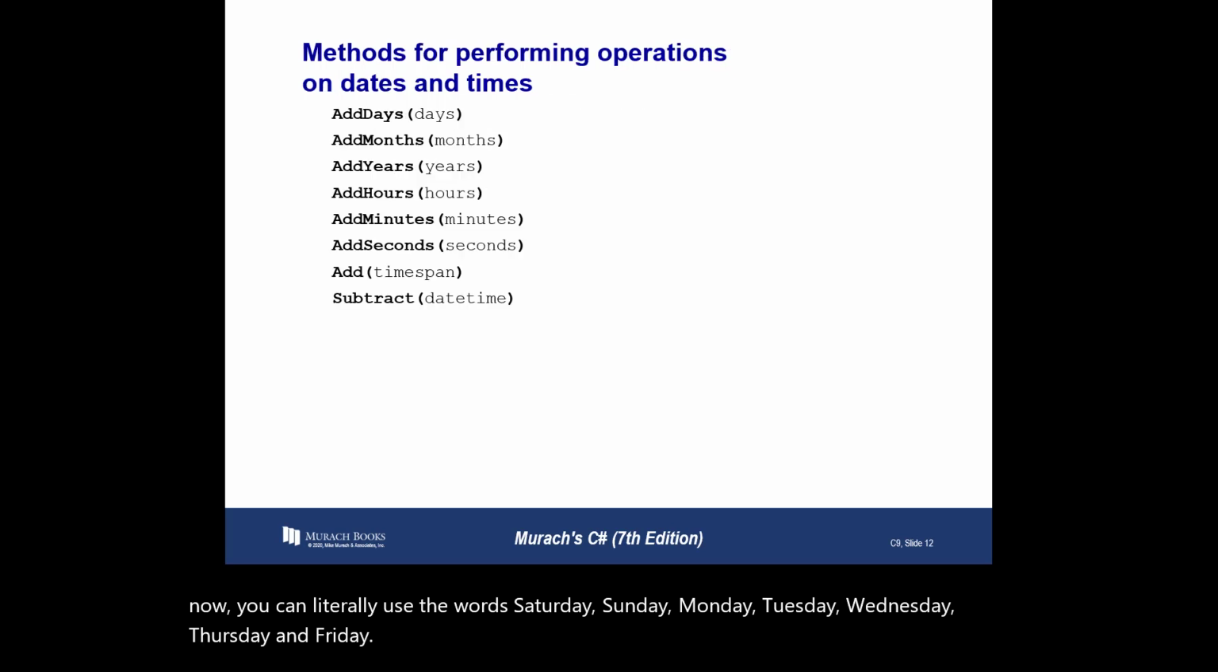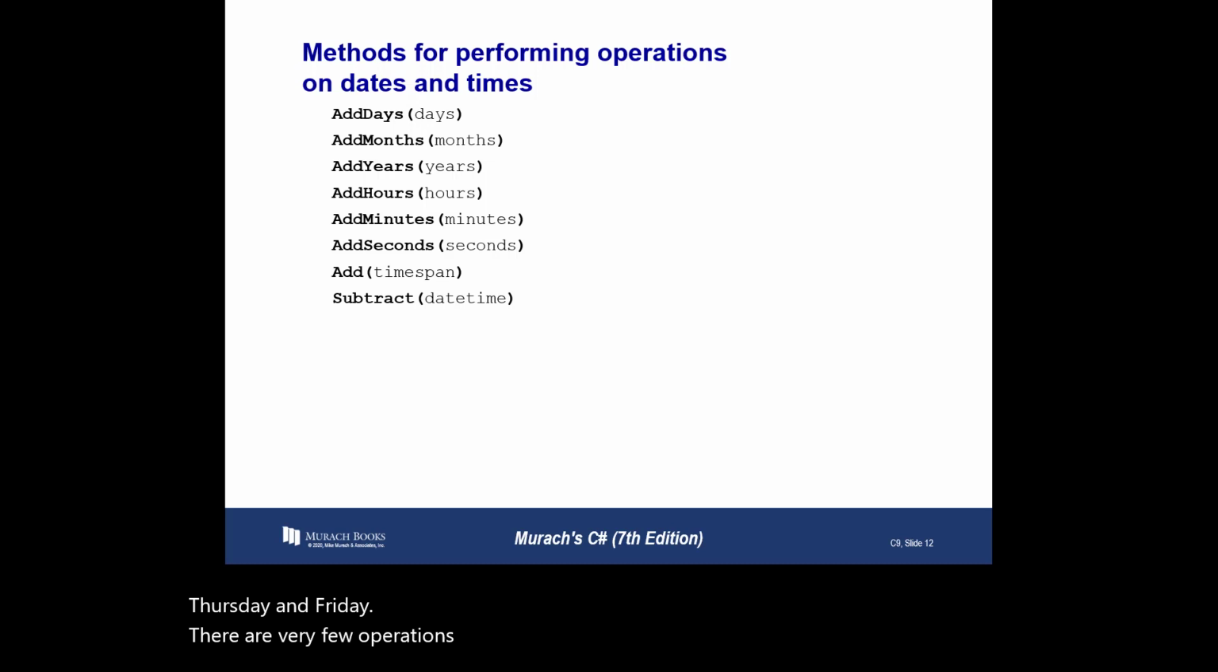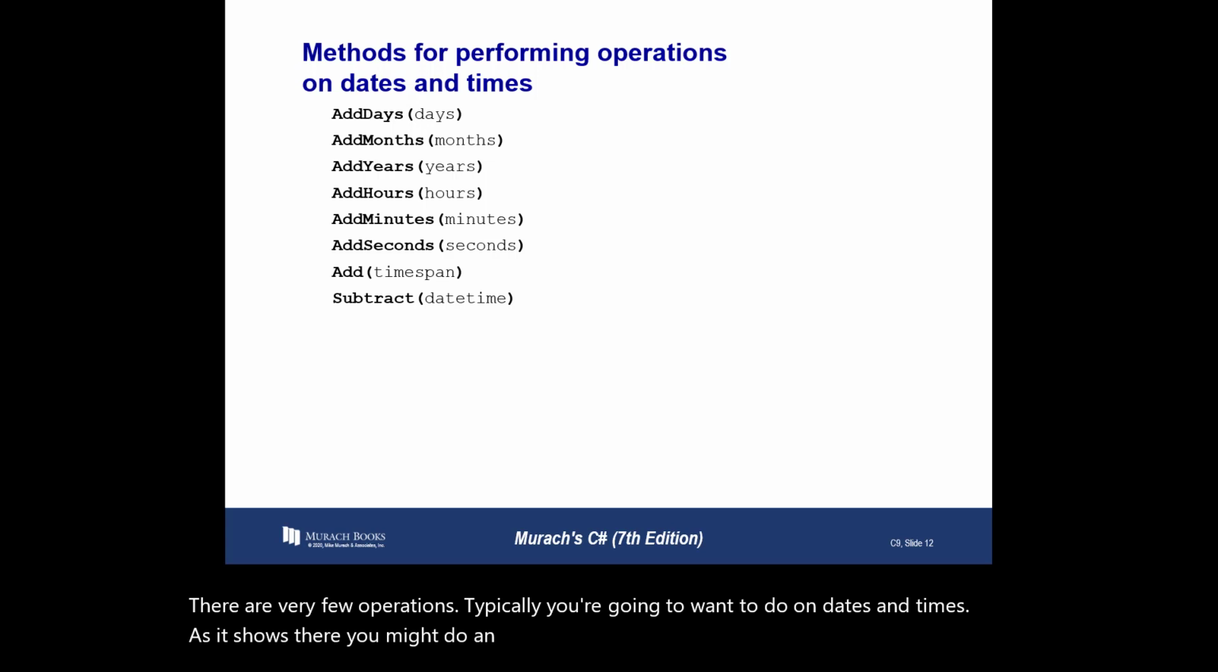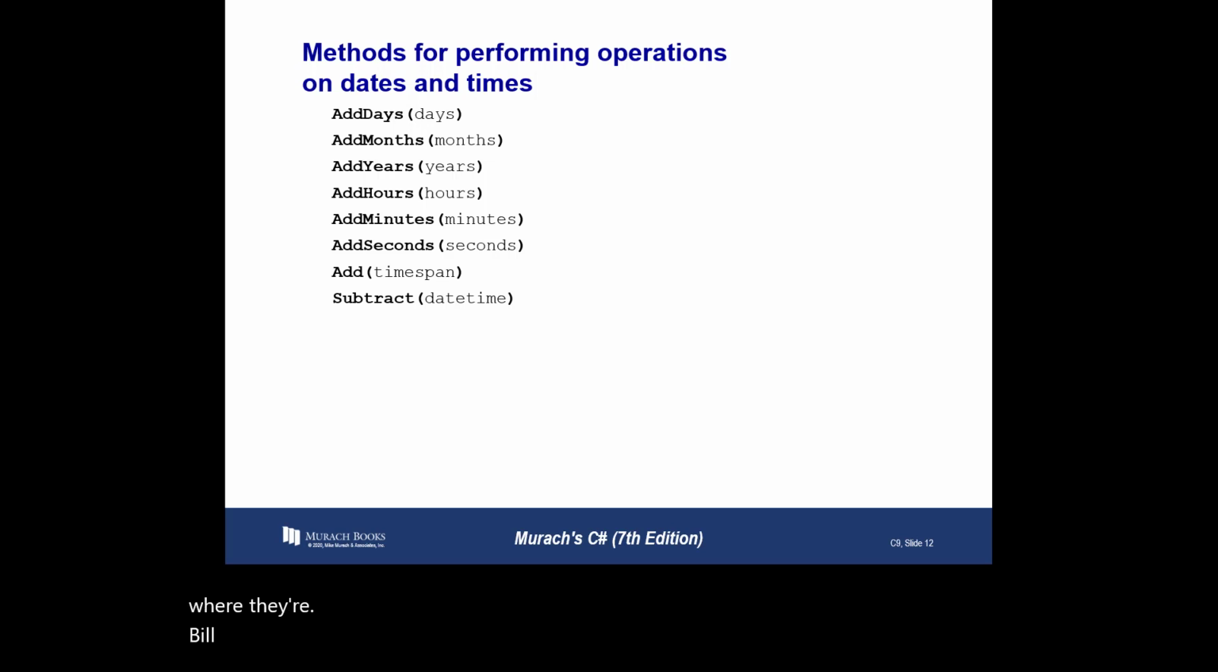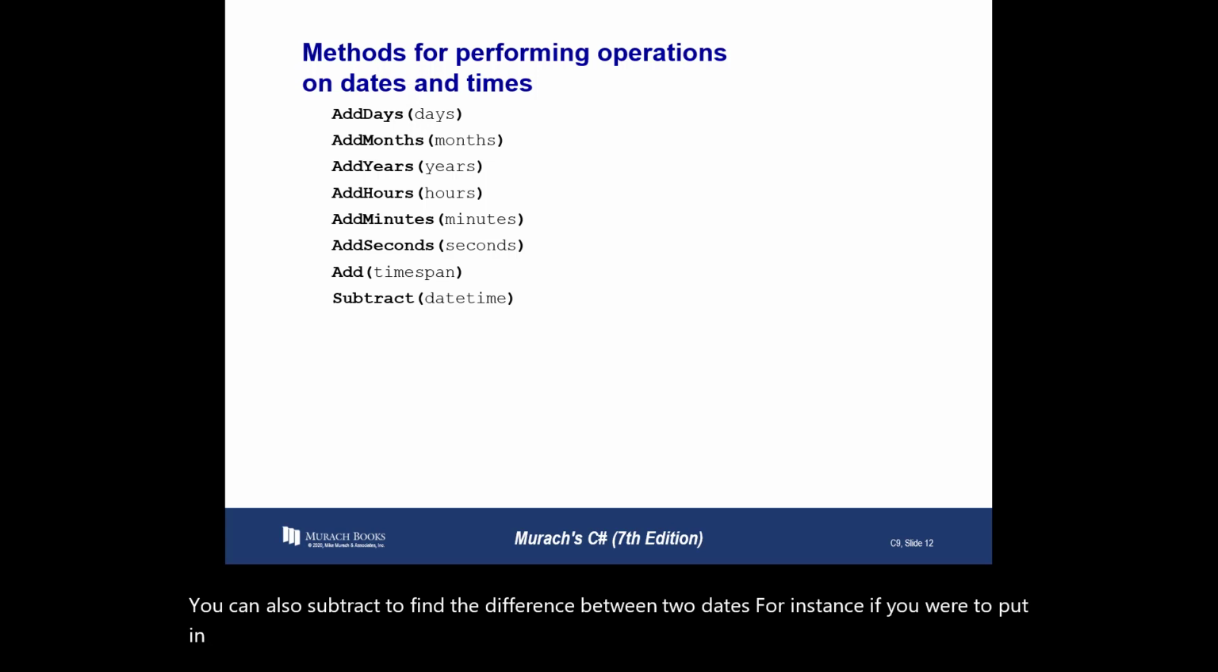There are very few operations typically you're going to want to do on dates and times. As it shows there, you might do an add. So if you were creating an application for someone where their bill was due in 90 days, you might do an add months and put 3 in there or something, or an add days and put 90 in there. You can also subtract to find the difference between two dates. For instance, if you were to put in the current date and subtract from that the date you were born, you could find out how many days you've been on this earth.